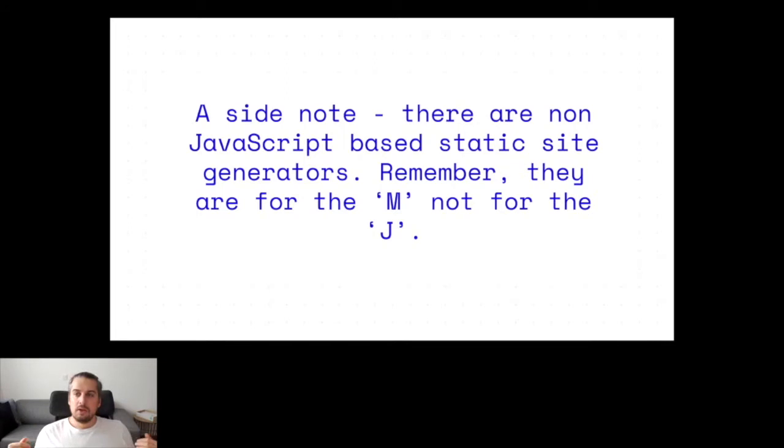Now, Hugo is actually a static site generator that uses the Go programming language. Jekyll is a static site generator that uses the Ruby programming language. So at this point, people get confused and they say, well, how can you now talk about Go and Ruby if you said that Jam is JavaScript, APIs and markup? So how does Go enter the picture if you're talking about JavaScript?